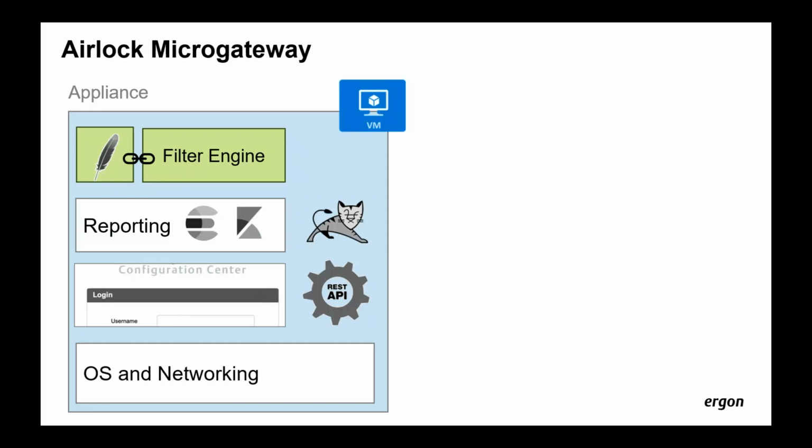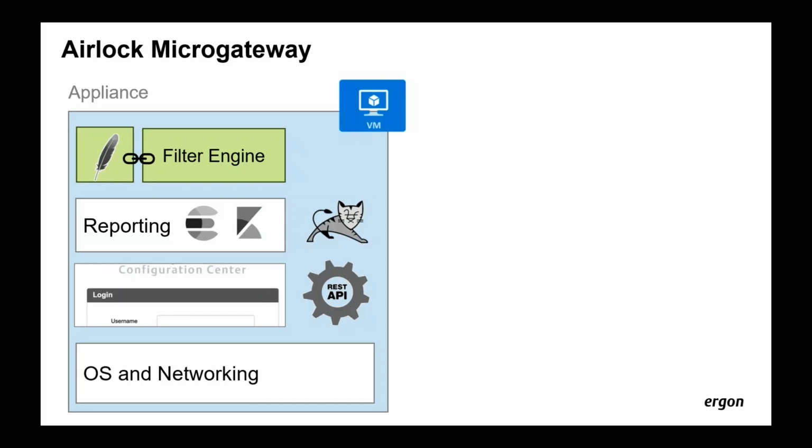So the Microgateway, there was the big challenge of having the appliance, which includes many things like the Apache, getting the request, the filter engine, which will work on the request. We have the reporting underneath. We have a configuration center to be able to configure the whole thing. The operating system is part of the appliance. The networking is part of the appliance. We have a REST API. We have a Tomcat on there, and many things more which aren't in this graphic here.